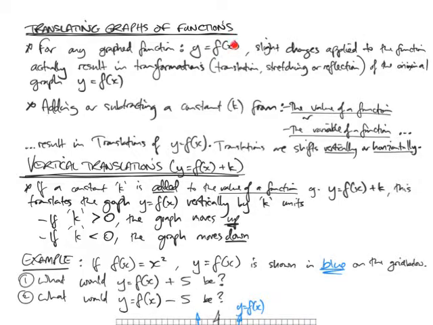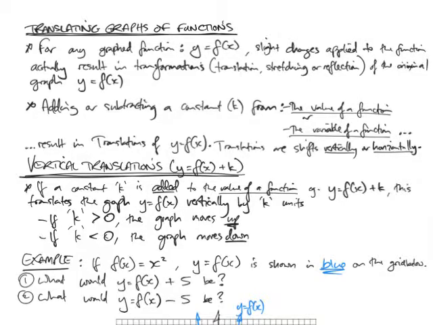If you apply slight little modifications to this function, like add something to it, or add something to the variable, or times it by something, it just results in a transformation of the original graph, which was just y is equal to f of x. So it's not a completely new graph. The original graph, which you define at the start, y is equal to f of x, if you do a slight modification to it, often the resulting graph is just a movement or a stretch of the original.